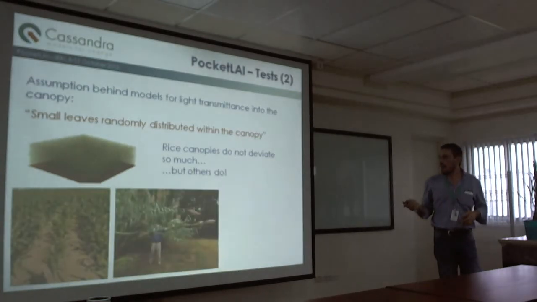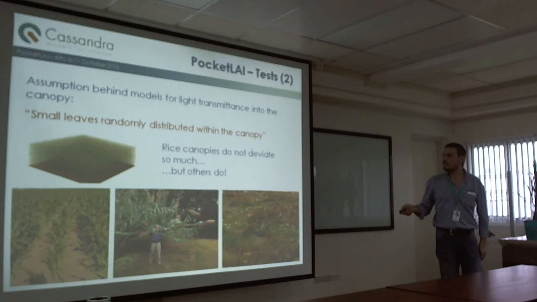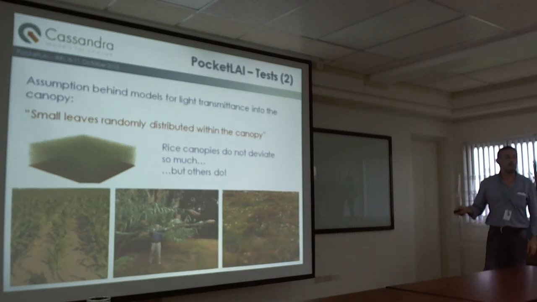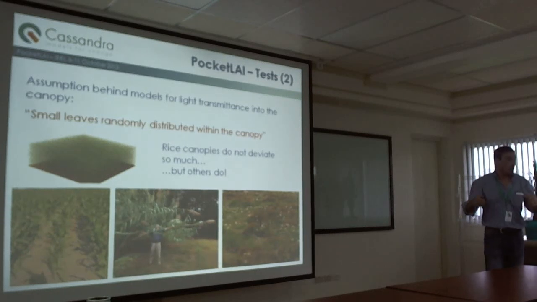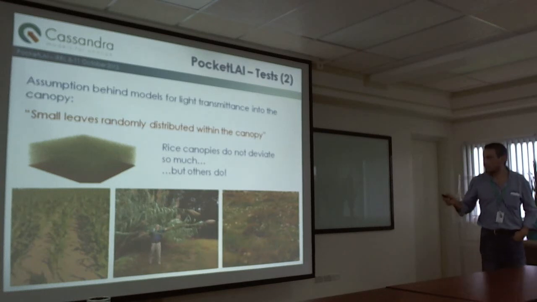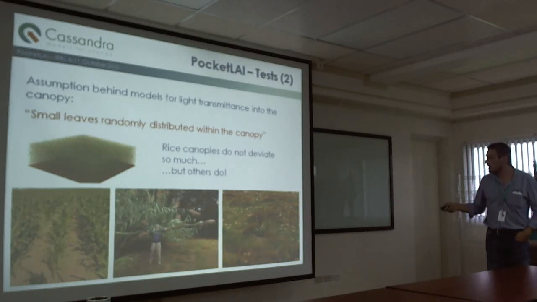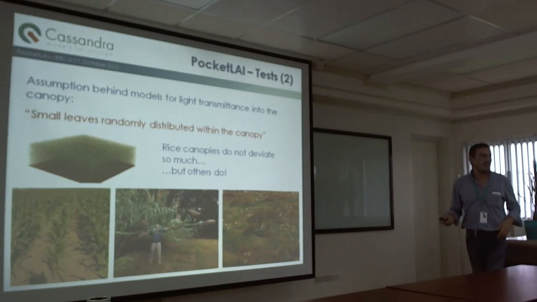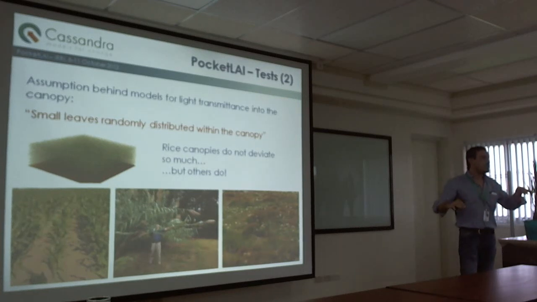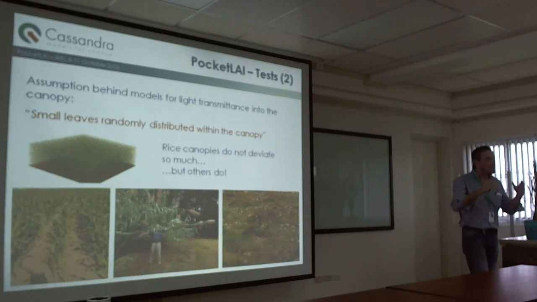Whereas other canopies are completely different. This is maize, this is giant wheat, and this is natural grassland. In this case, you have very big leaves, row seeded. So big leaves, not small, and no homogeneity at all. For giant wheat, this is an incredible situation. Very difficult canopy to be analyzed, very challenging. Whereas in natural grassland, usually you have small leaves, but the canopies are not homogeneous. You see here the big heterogeneity.